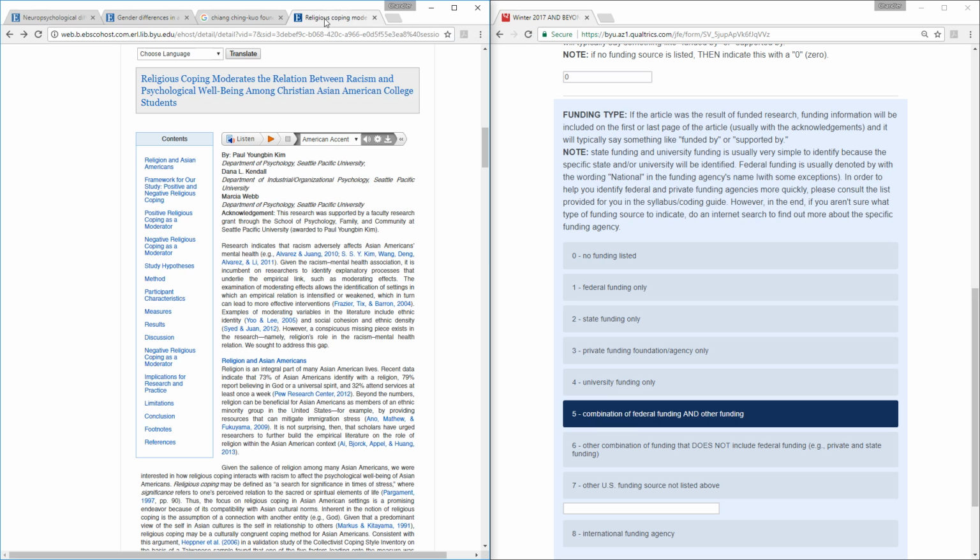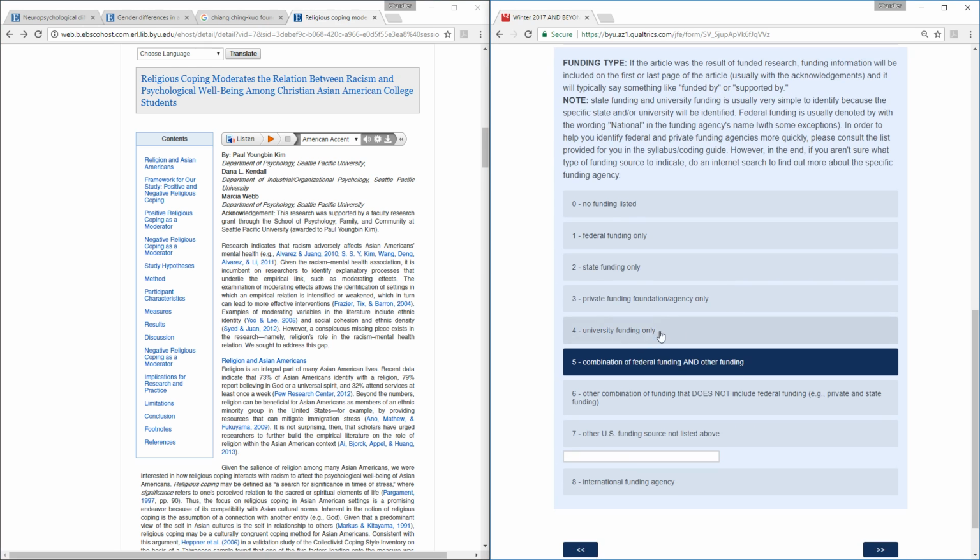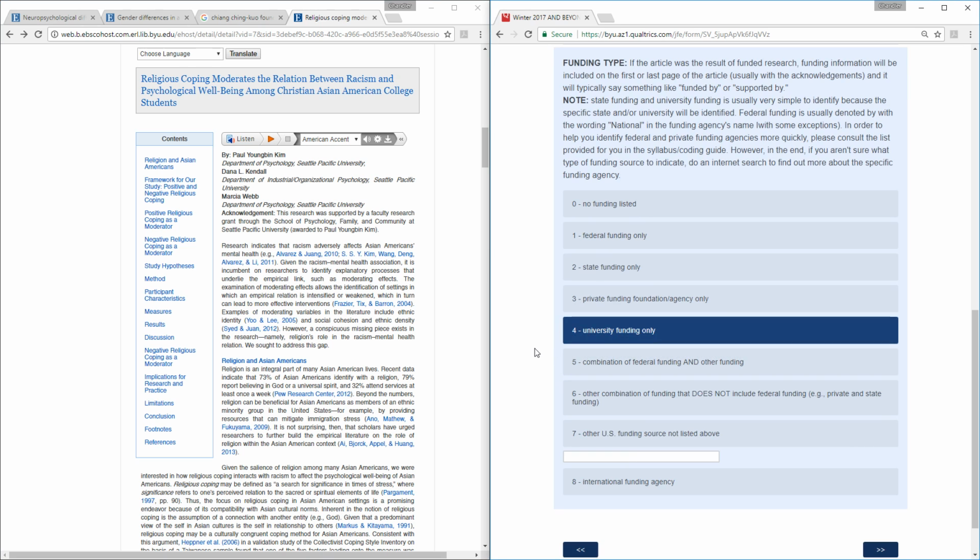In the main article you're coding through these videos, we only have one funding source, the School of Psychology, Family and Community at Seattle Pacific University. So we have a single funding agency, and that is university.